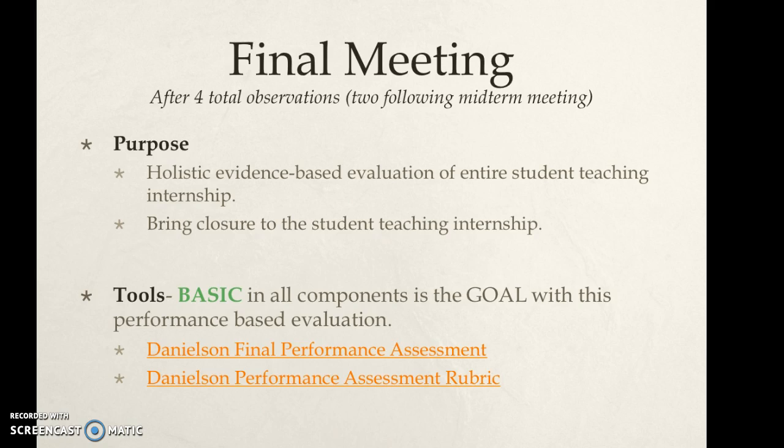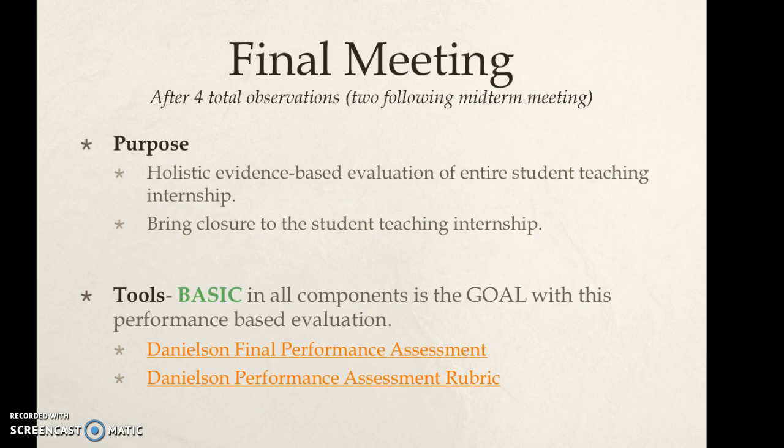Then there are 2 more observations, and after that, 4 total observations, you have a final meeting. The purpose of this is a holistic analysis of the entire student teaching internship. So all of the observations, all of the pre and post conferences, all of the correspondence that you've had in the entire 14 weeks. And the purpose is really to bring closure to the student teaching internship. This is where the grade happens.